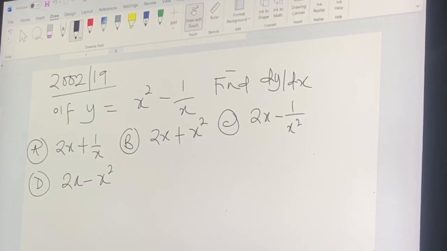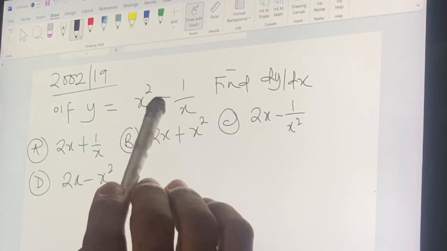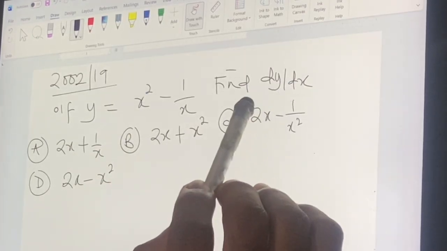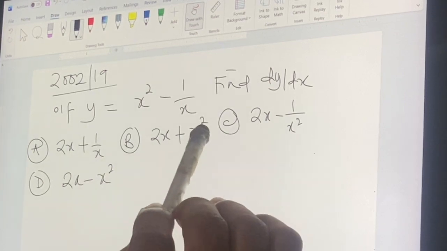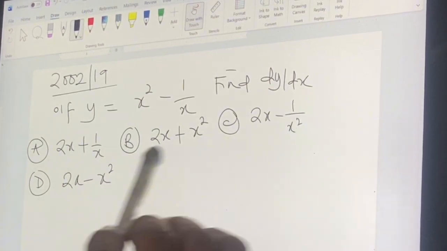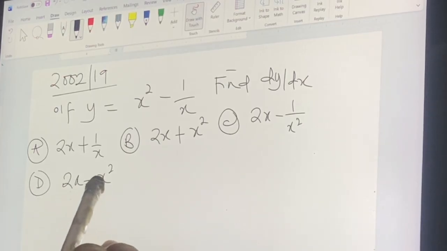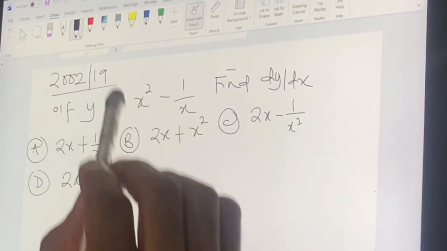In this video, we're going to focus on an advanced question on polynomial function. Before we solve this question, let's understand the question. They said if y is equal to s squared minus 1 over s, find dy/dx. A, 2s plus 1 over s; B, 2s plus s squared; C, 2s minus 1 over s squared; D, 2s minus s squared. All right, solution first.